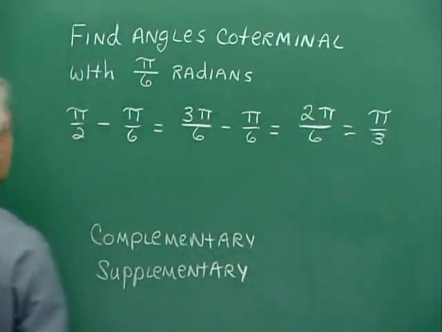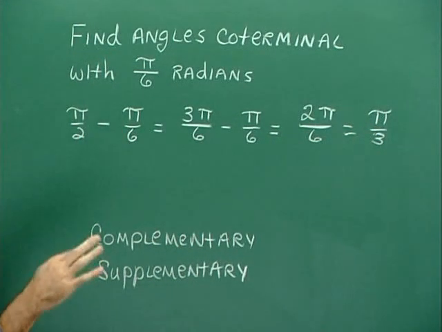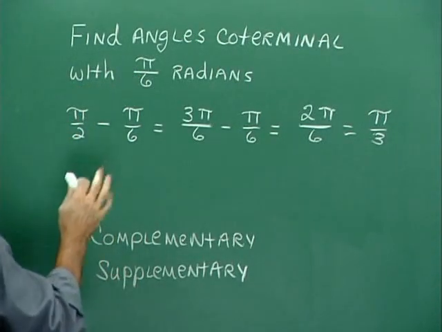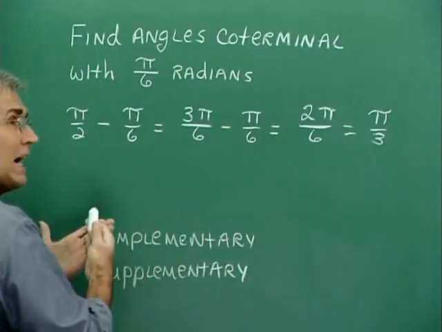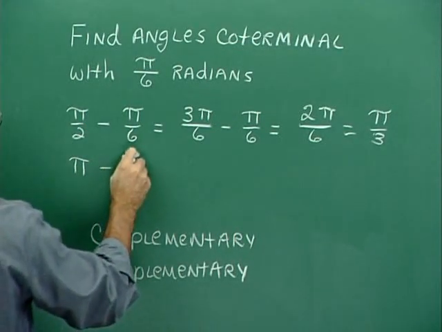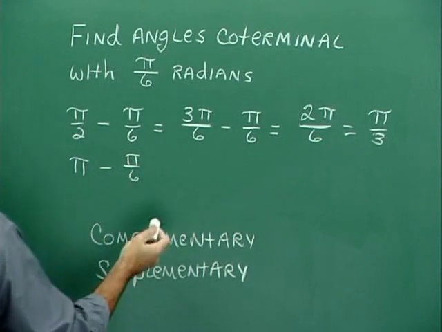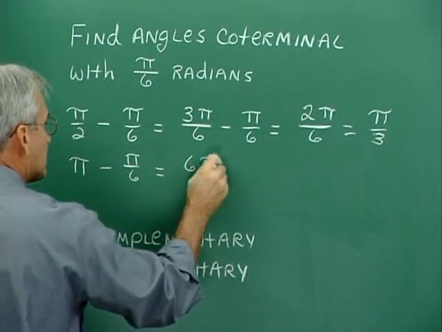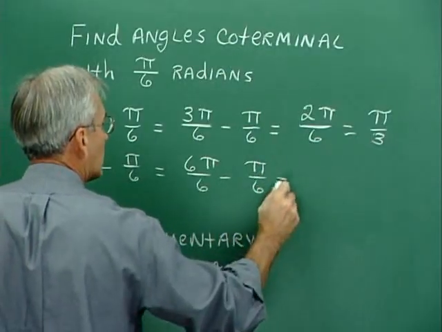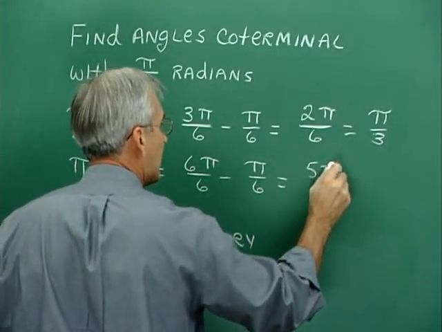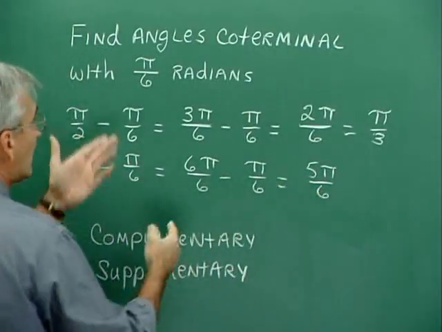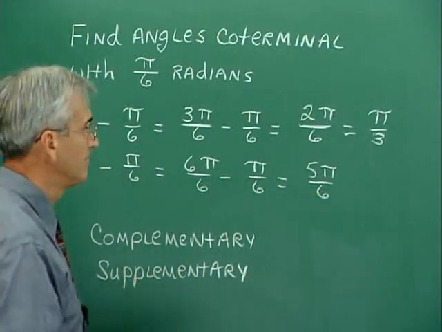All right, and for the supplement of the angle of pi over 6, we would have to take, well, supplementary angles total pi, so we want to take that total and subtract the pi over 6. And again, we need a common denominator, so this is 6 pi over 6 minus pi over 6, which is 5 pi over 6 as the supplement of the angle pi over 6.